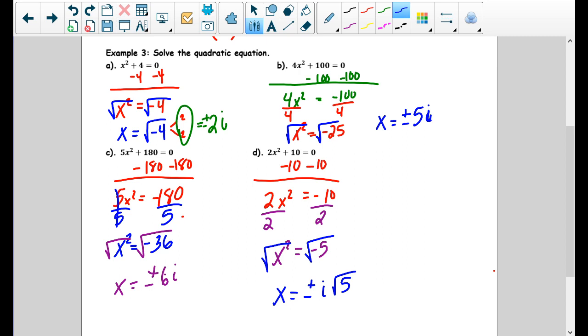Alright, questions on that? So these are the quadratics that we can solve by hand that just have an x squared in them, that have no real solutions. Next week we'll get into ones that have all three parts, the three terms again, and how we solve for those.